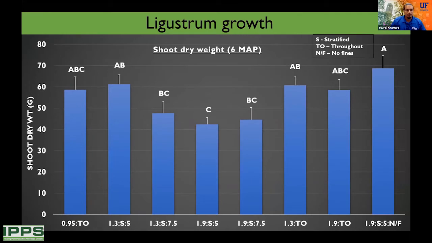And here's a graph of ligustrum shoot dry weight, which was measured at six months after potting. Again, it's the same treatments on our x-axis. Here, all the stratified substrates had similar shoot biomass compared to the 0.95 incorporated treatment, which is this first one. But there was a difference at 1.9 stratified substrate at 5 and 7.5 centimeter, which had a 30% decrease in the shoot dry weight compared to the 1.3 incorporated treatment.